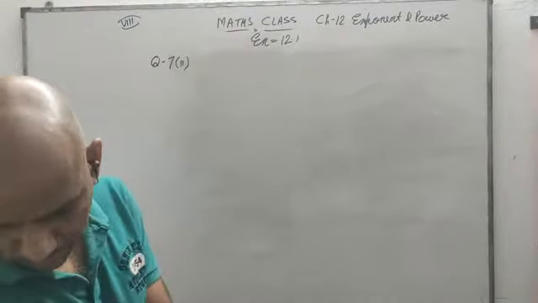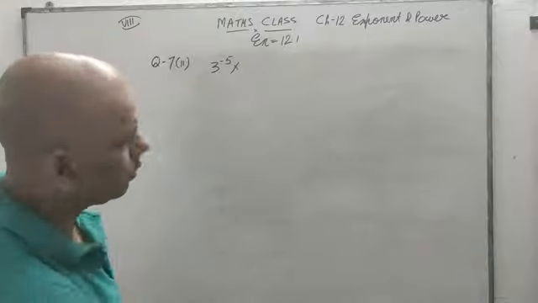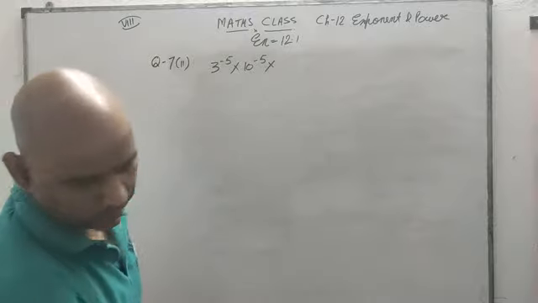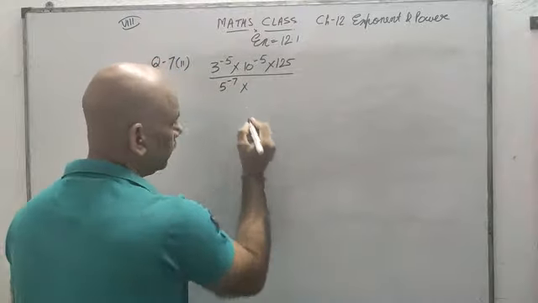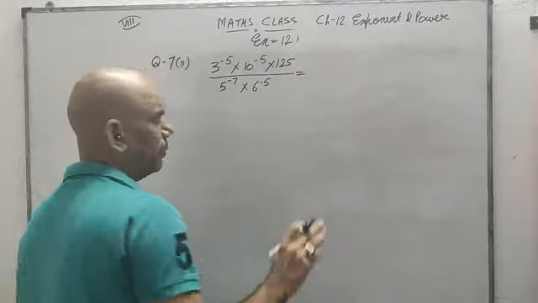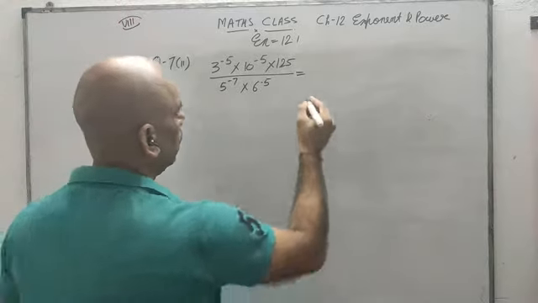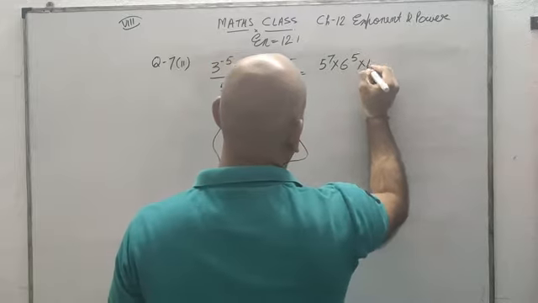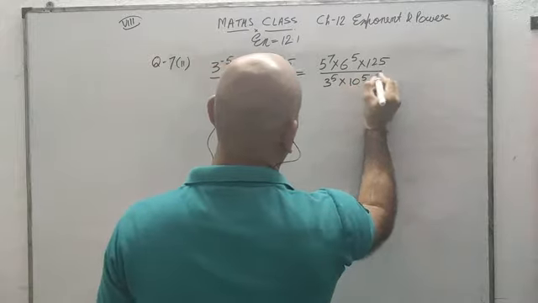What it is saying, 3 to the power minus 5 into 10 to the power minus 5 into 125 into 5 to the power minus 7 and 6 to the power minus 5. First of all, negative powers become positive, so 3 goes down, 10 goes down, 5 goes up, 6 goes up. So 5 to the power 7, 6 to the power 5, 125, 3 to the power 5 and 10 to the power 5.